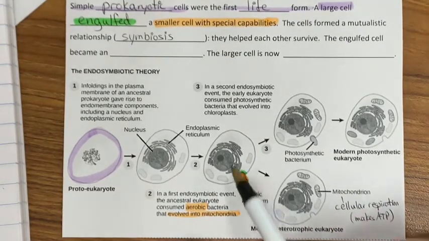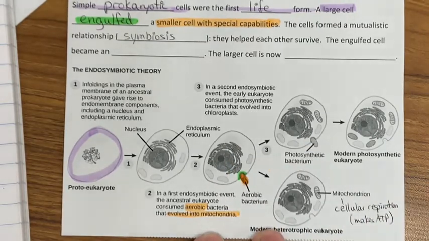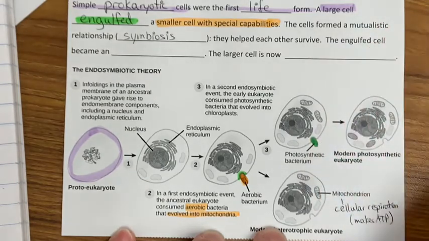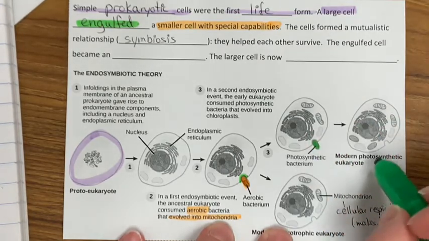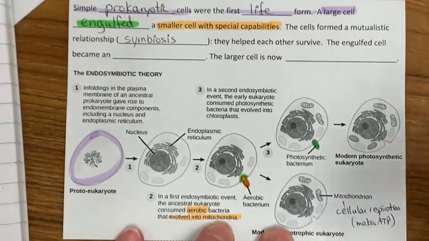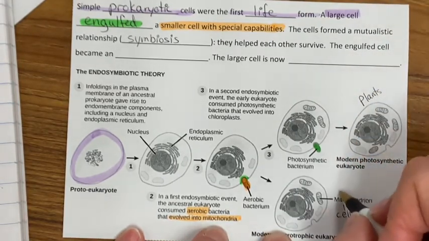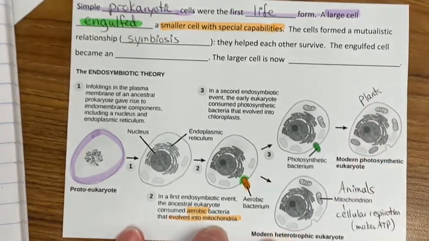Now, some of these early cells evolved a step further. Okay? And they engulfed another, this time a photosynthetic bacteria. And these became modern photosynthetic eukaryotes. So we're talking about plants and some of those protista, where the others are more like animals. Okay, the ones that can do photosynthesis and the ones that cannot do photosynthesis.